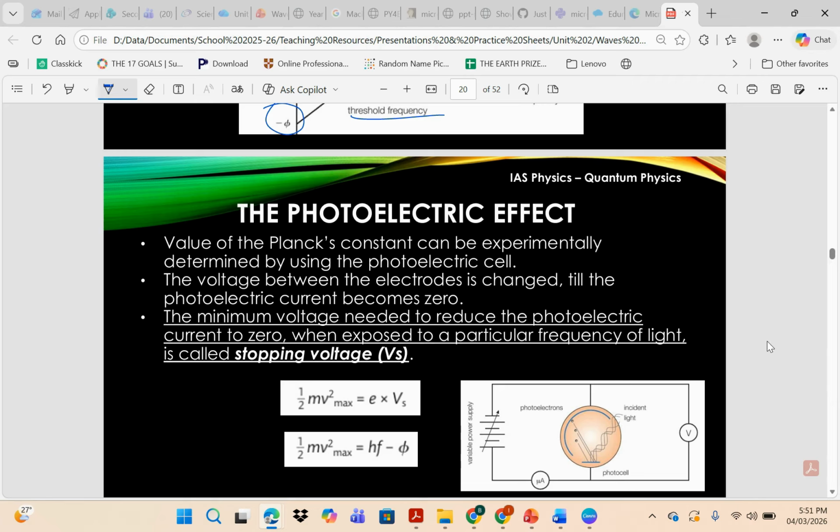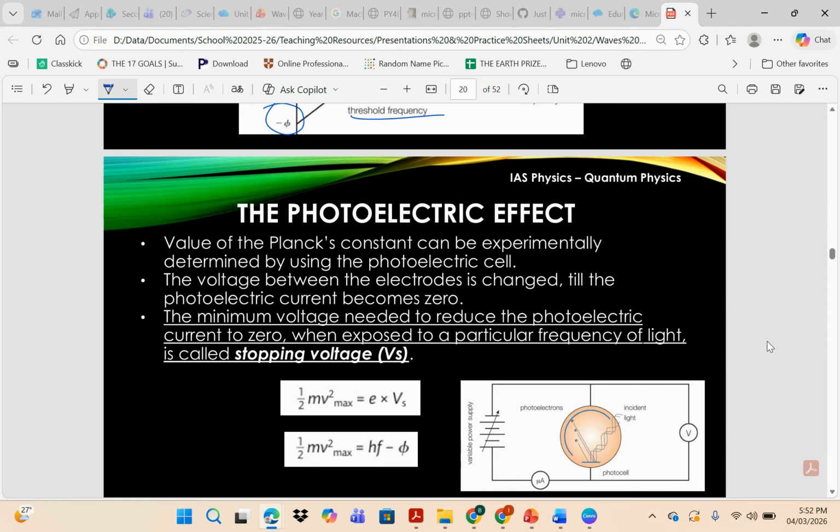The value of the Planck's constant can be experimentally determined by creating an experimental setup, which has been very briefly explained over here. We have the photocell, or the photoelectric cell, just like the setup that we saw Einstein had when he was studying the photoelectric effect. If you remember, we had two electrodes: a negative electrode, where electrons are ejected from, and the positive electrode to which the electrons move and complete the circuit.